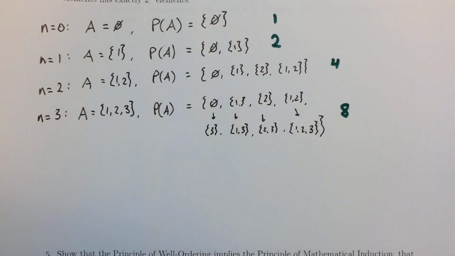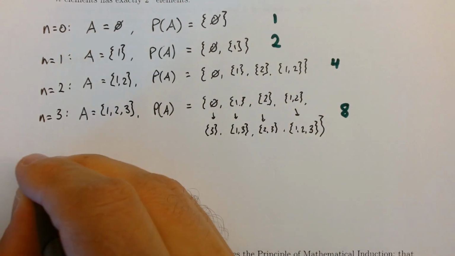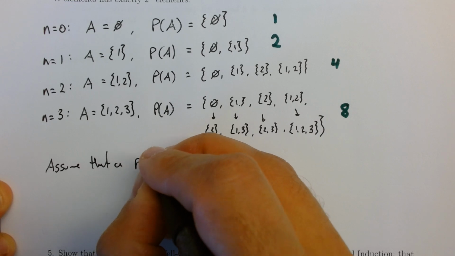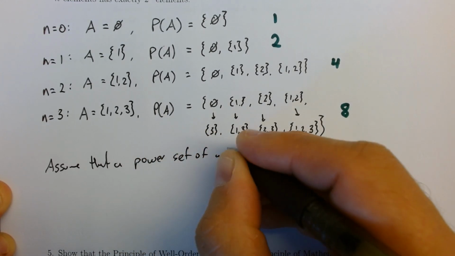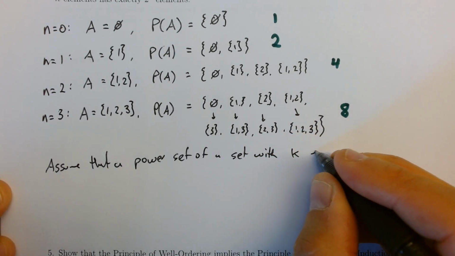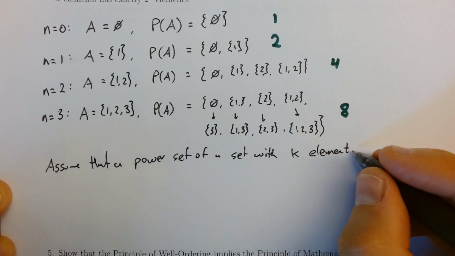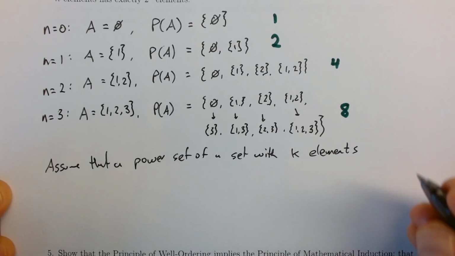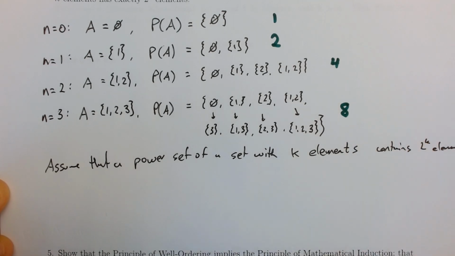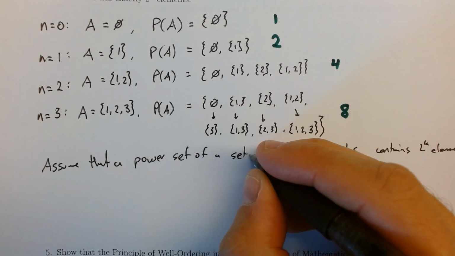So we've already shown a base case here, we've shown 4 base cases here. So we're just going to show the induction step. So assume that a power set of a set with k elements, so assume that it's true for n equals k, contains 2 to the k elements. So it's the power set that has 2 to the k elements. The original set has k. Maybe we'll give this set a name, the set A.